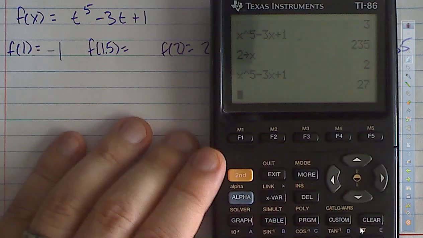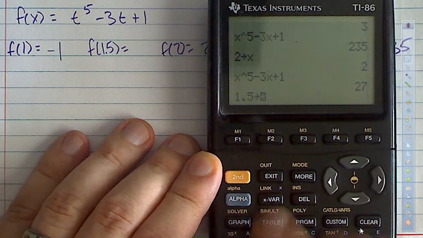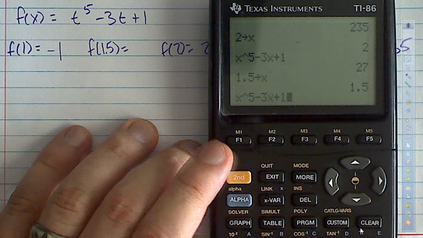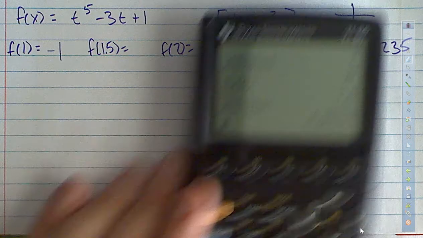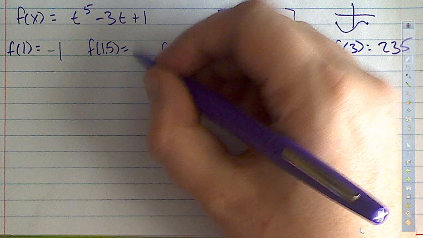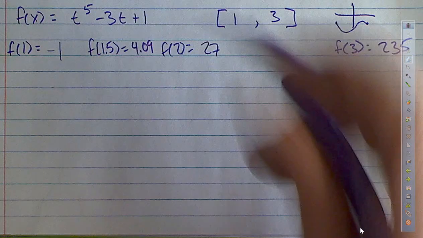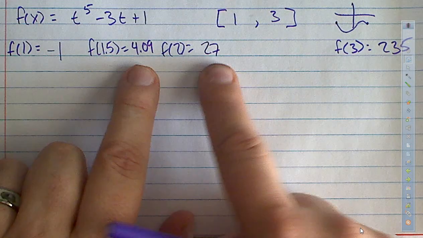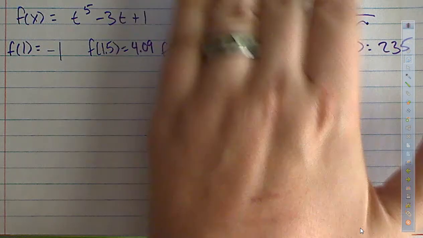So I'm going to do 1.5 store for x. The x value, not the y. And I get 4.09. Now, there doesn't have to be a cross of the x-axis in between these two, but there has to be a cross of the x-axis in between these two.